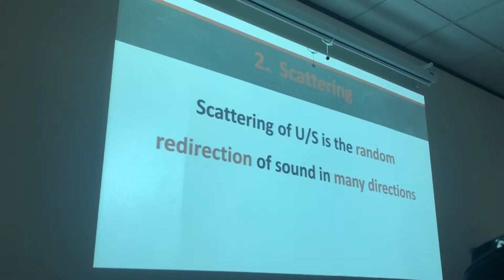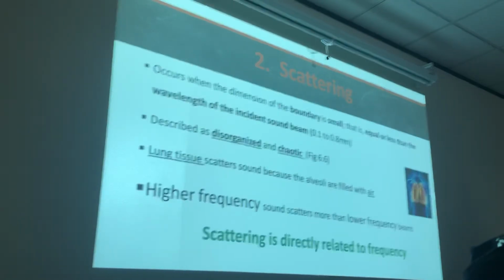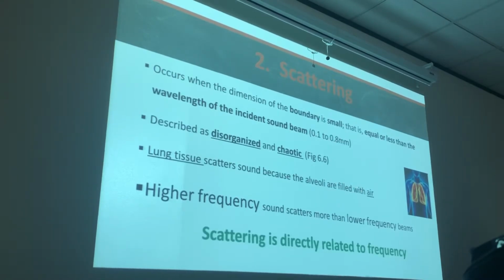So scattering, guys. Scattering of the ultrasound is the random redirection of sound in many directions. I know you're like, man, isn't that part of diffuse reflection? No, it's not, and I want to explain why it's different. Okay? So scattering occurs when the dimension of the boundary is small, that is equal or less than the wavelength of the incident beam. Again, that means it's going to be equal or less than 0.1 to 0.8 millimeters.